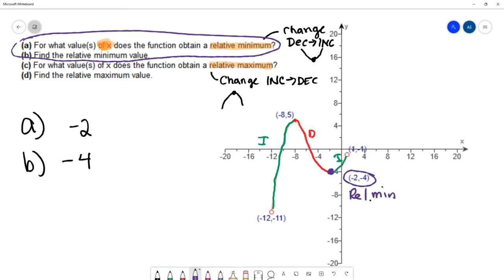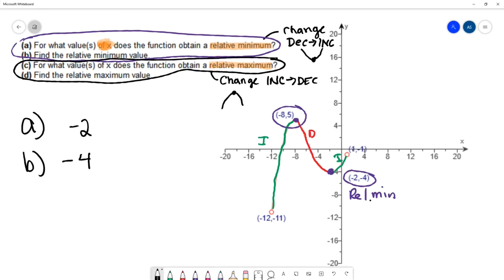For parts C and D, we're looking for the relative maximum. And we can see here is a change from increasing to decreasing at this point, negative 8, 5. In part C, it's asking for what values of x, so that would be the x coordinate of negative 8. And for part D, find the relative maximum value. That's the y value. The maximum value is 5.